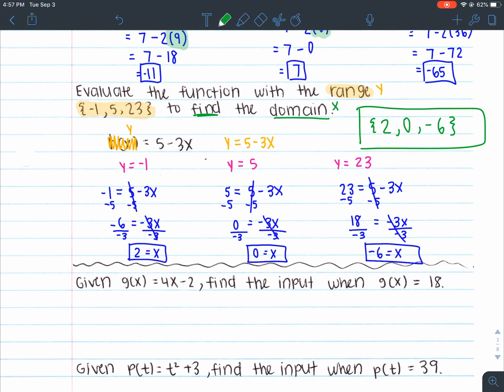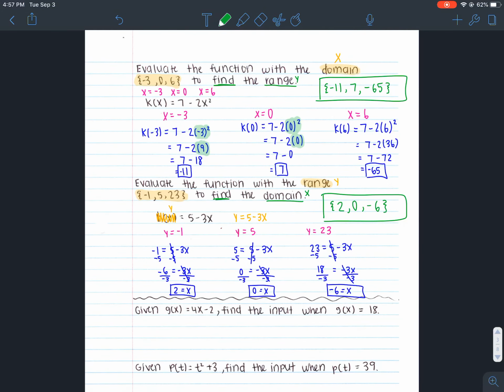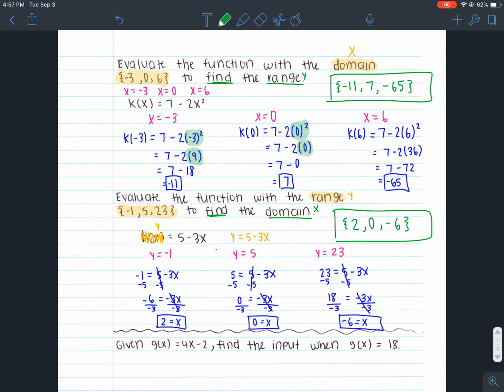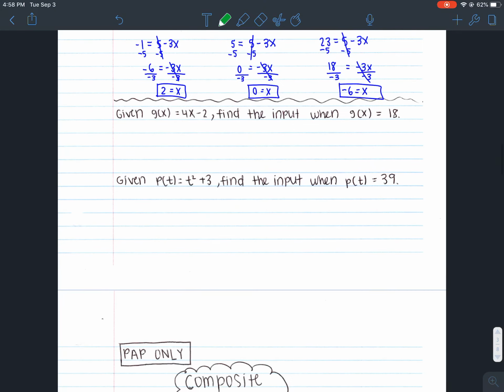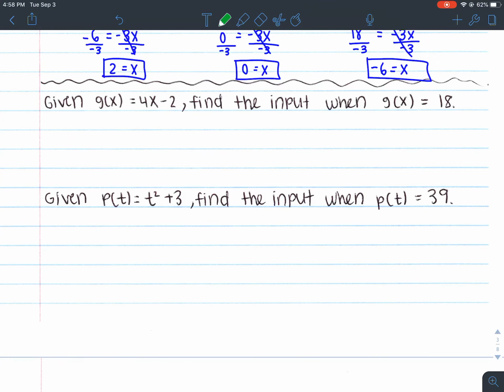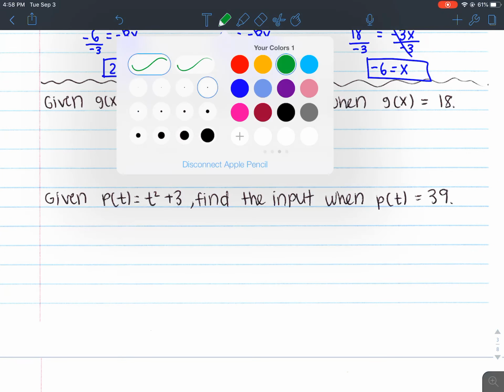So you're given the range, find the domain. So those are just different words, but it's basically the opposite of the last problem. Same process, but the opposite, because you're plugging in y instead of x this time. All right, we're going to do these 2 problems, and then after these 2 problems, I'm going to cut the video and then start the next section.